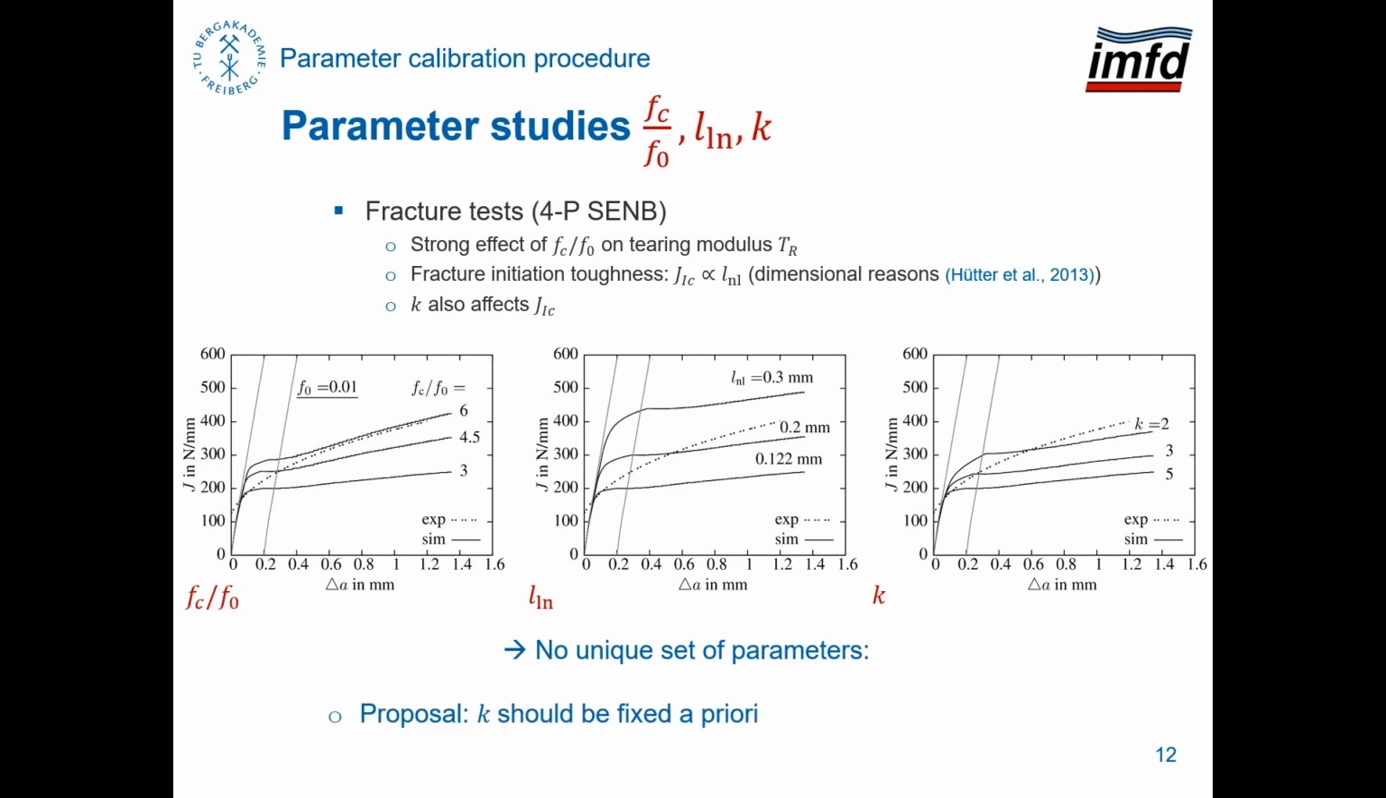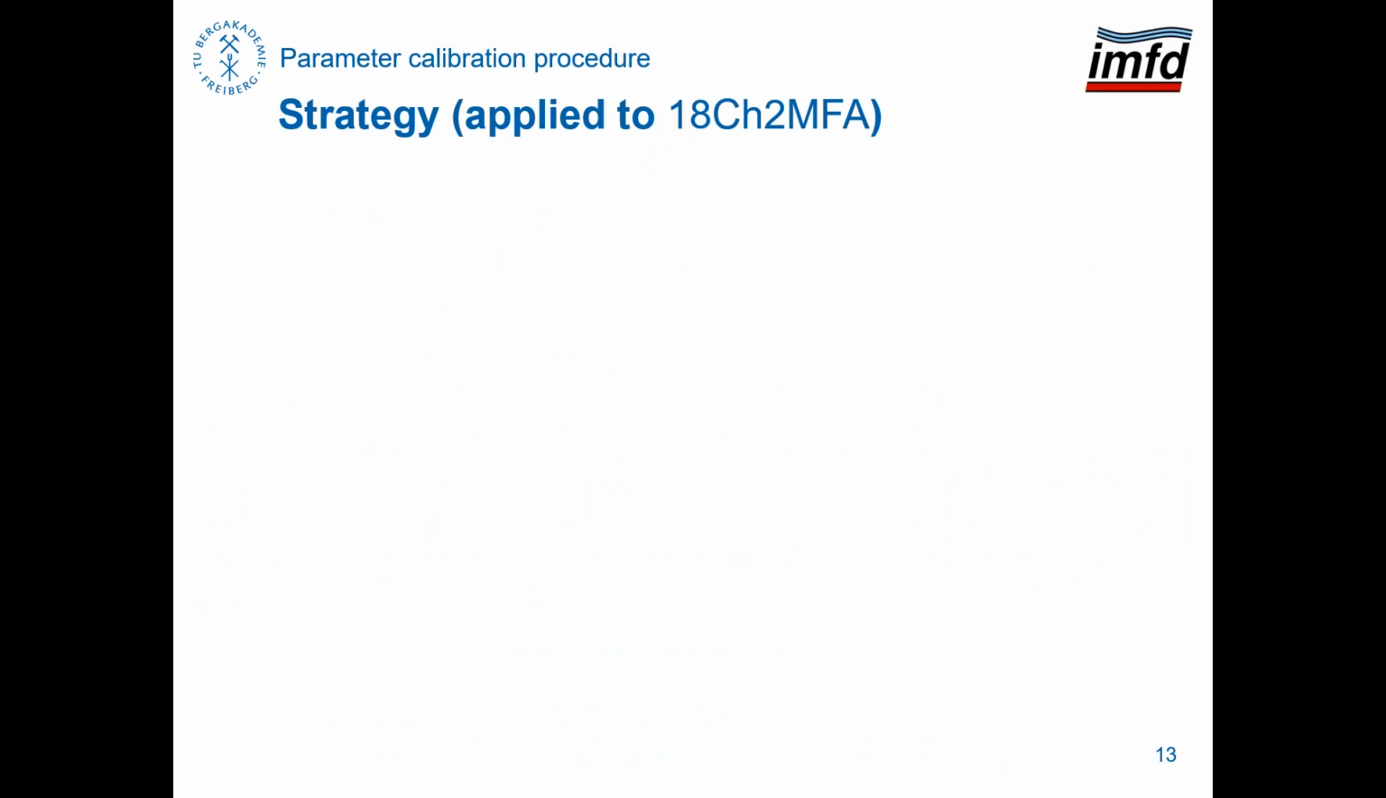We propose to fix K right from the beginning, so that the ratio Fc/F0 and the internal length can be uniquely defined. It should be mentioned that appropriate sets of these parameters may be found for different choices of the initial porosity and the slope parameter K, which will be discussed later. The final strategy for parameter calibration of the non-local GTN model, which is now applied to the specific pressure vessel steel, reads as follows.